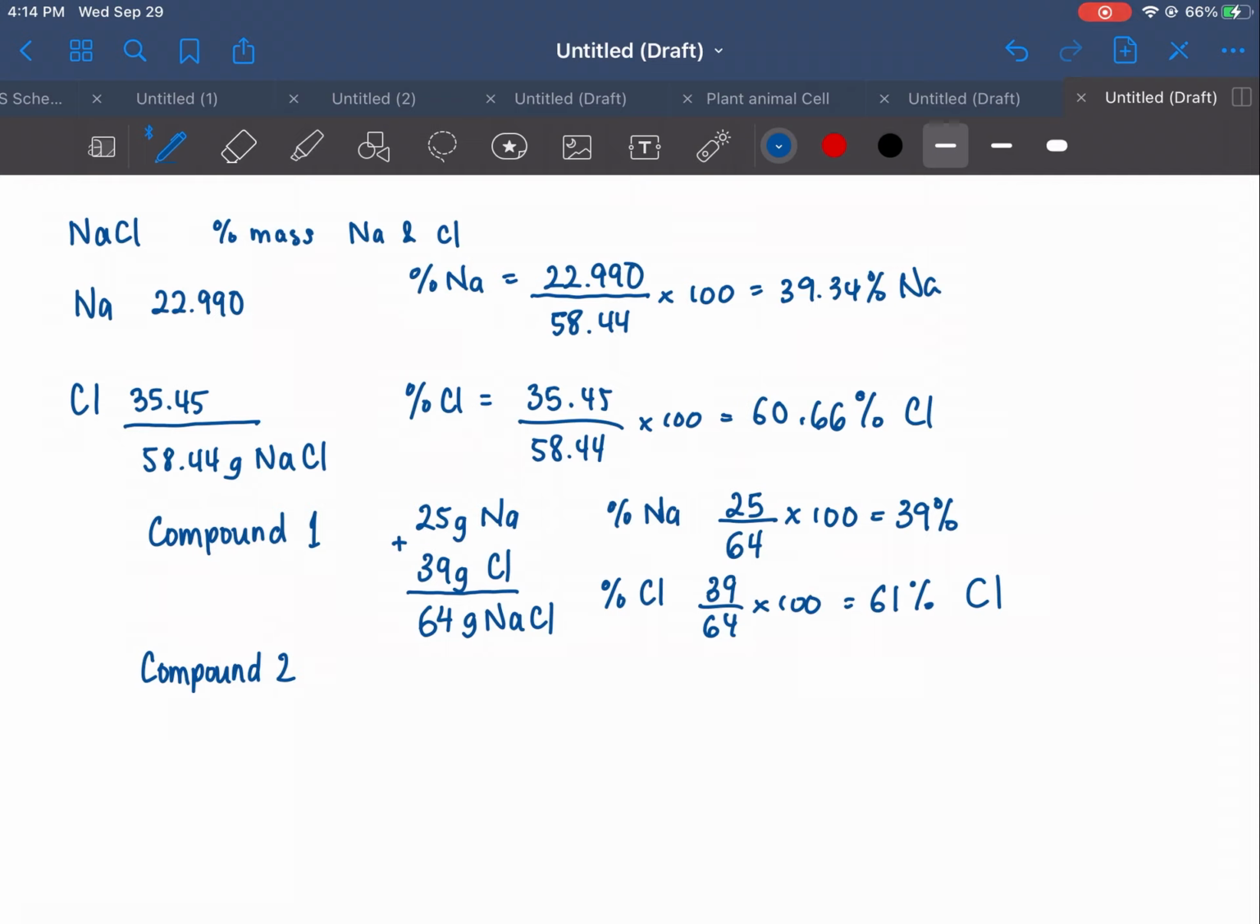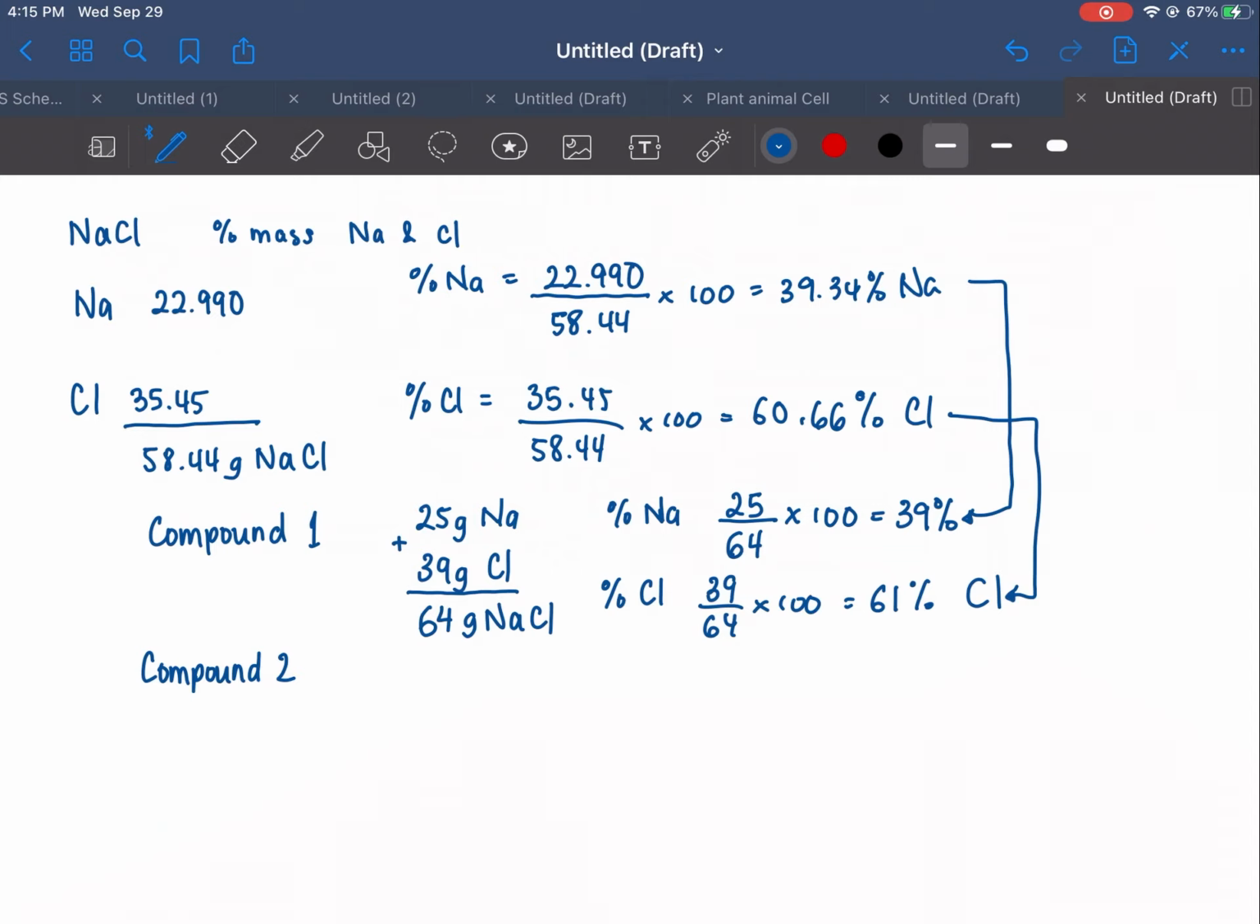See how on the problem above, we know that sodium in sodium chloride is 39.34%, which is roughly the same as 39. And then chlorine is 60.66, which is about 61%. Because they're the same substance, they're the same salt. The percentages of them is the same. The percentage of sodium and the percentage of chlorine would be the same for both. All right? So I just wanted to point that out.